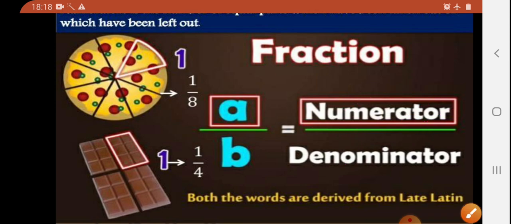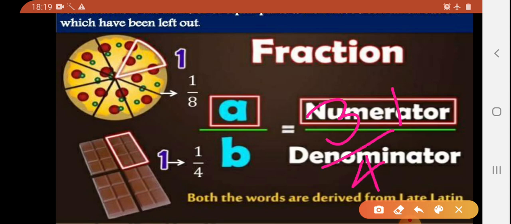Here is a chocolate, 1 part taken, that means 1 by 4. In 1 by 4, 1 is the numerator and 4 is the denominator. If I have taken 1 part of the chocolate, then the left part will be 3 by 4.